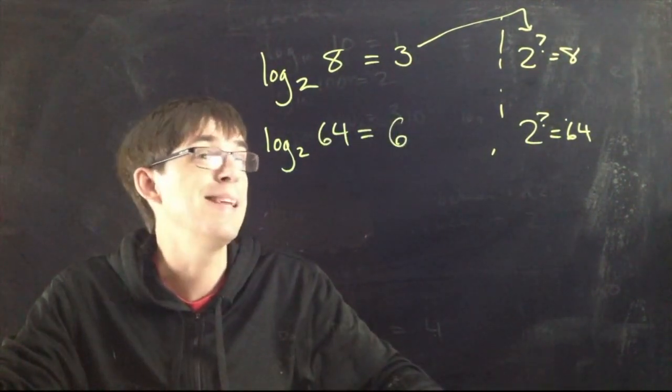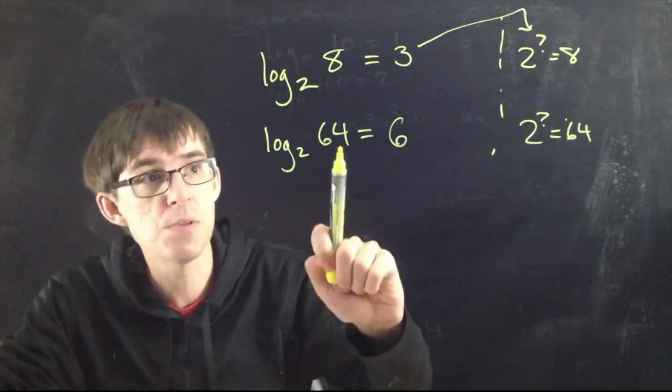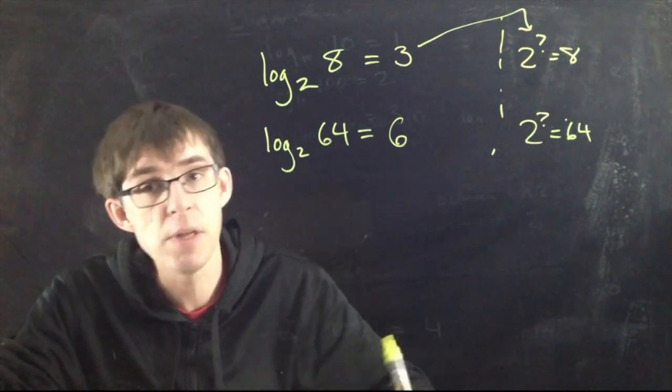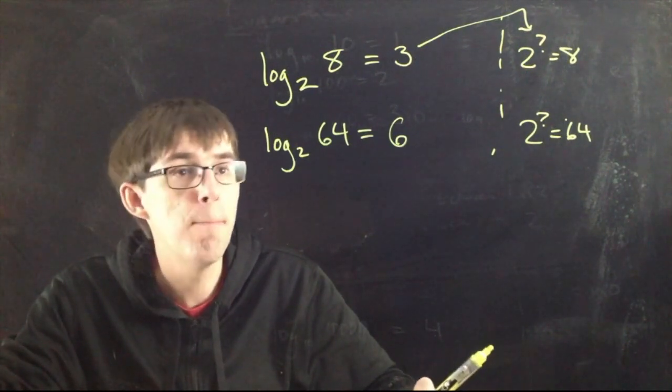All right? When you see log base 2 of some number, the question is 2 to what power equals this number? And it is a fact: 2 to the sixth power equals 64. All right? This is how you do a log with a different base.